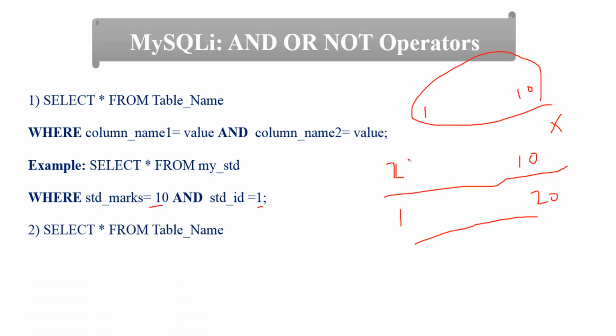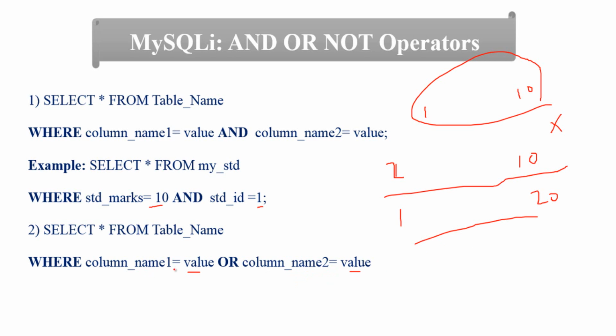Another example is select all the fields from table where column 1 is equal to value. It means that if column 1 value is this value or column 2 value is this value, then the result should be displayed to the user from the table. In this case, if any one is true, if any one value is present in that field, then the result should be displayed to the user.